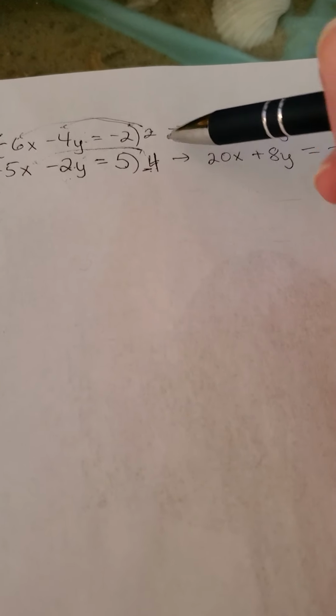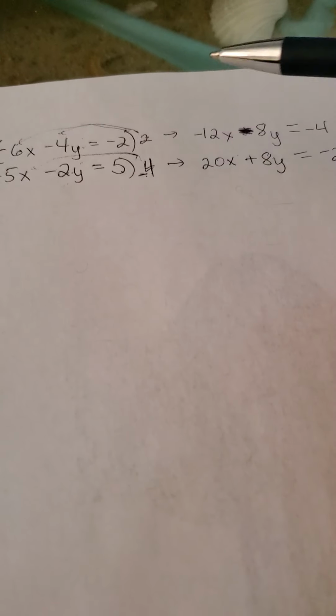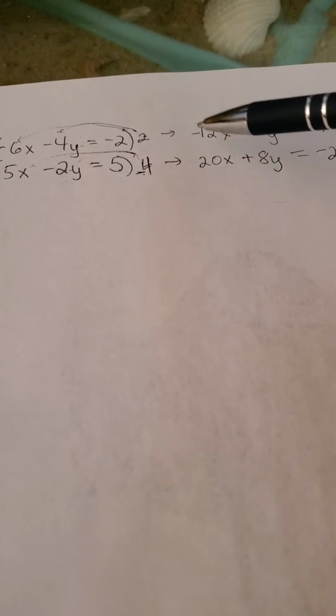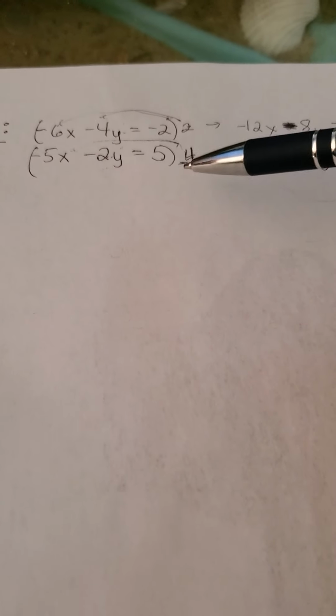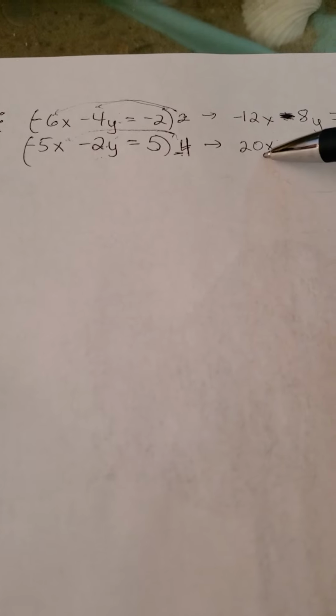Okay, so whenever I did my multiplication, I'll do that again since I made a mistake. 2 times -6x is -12x. 2 times -4y is -8y. And 2 times -2 is -4. -4 times -5 is going to give me a positive 20. -4 times -2y is going to give me a positive 8y. And -4 times 5 is going to give me -20.